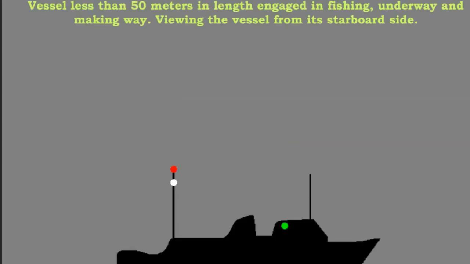Lesson 13B, Flashcards for Lights and Shapes. Only the lights are shown here. Determine the type of vessel and the aspect, i.e., is it head-on, stern view, port or starboard side. Lesson 13B, Flashcards. The vessel shown is less than 50 meters in length, engaged in fishing other than trawling, underway and making way. The view is of the vessel's starboard side. This is the way Transport Canada examiners will expect you to respond during oral examinations.